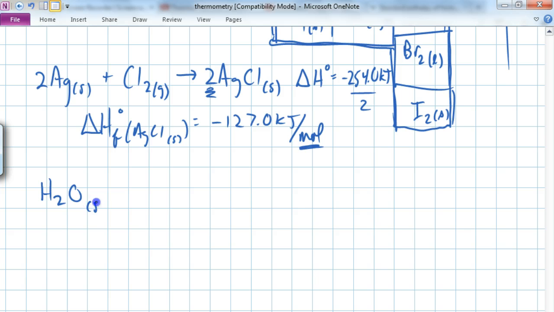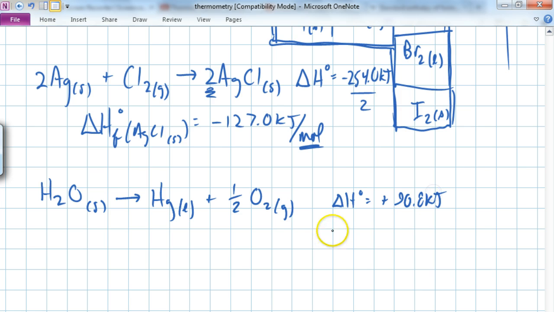We've seen this before. Mercury oxide. Now notice I've written it a little bit differently here. I wrote 1/2 mole of O2, and so this is going to be 90.8 kilojoules. And what we could say then is that delta H of formation for mercury oxide is going to be negative 90.8. Oh, why negative?